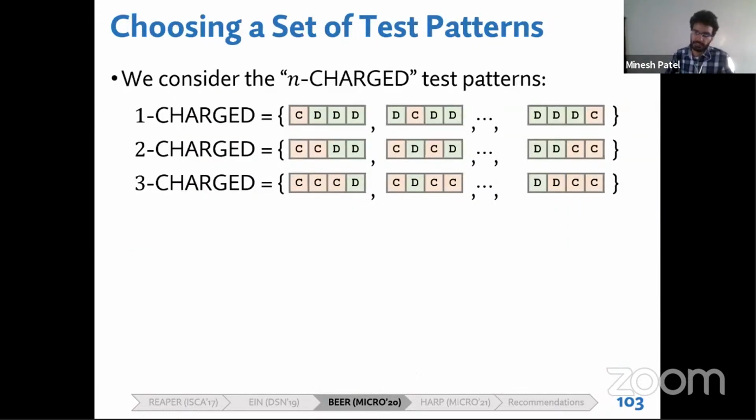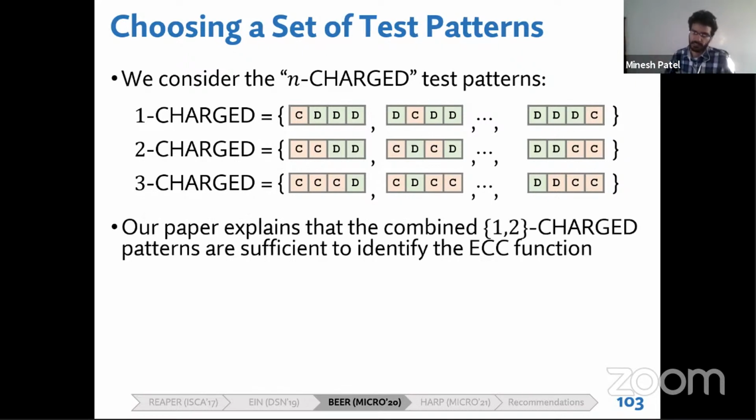Now the question is, which test patterns do we choose? In our work, we choose the set of n-charge test patterns, each of which sets n bits to the charged state. Here I illustrate what the 1, 2, and 3-charge patterns might look like, with all the patterns that set 1, 2, or 3 bits to the charged state. Our paper explains that the combined 1 and 2-charge patterns are sufficient to identify the ECC function.